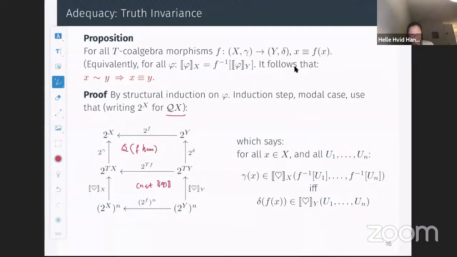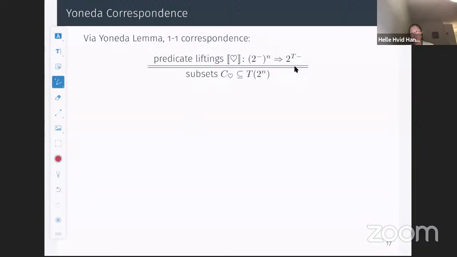Okay, so we've shown truth invariance at the level of coalgebras. Now, another intuition, another way of looking at these predicate liftings, is by applying the Yoneda lemma. From the Yoneda lemma, we know that there is a one-to-one correspondence between predicate liftings and subsets of T applied to 2 to the n.